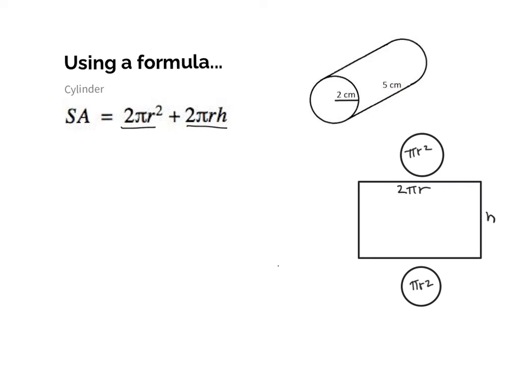Now that we know where those bits and pieces come from, first we're going to make our little legend. So I want to know what my r is. In this case, it's equal to 2. And what my h is. In this case, it's equal to 5. So we're going to use this information to help build our formula. The first thing we're going to do is write down our formula.